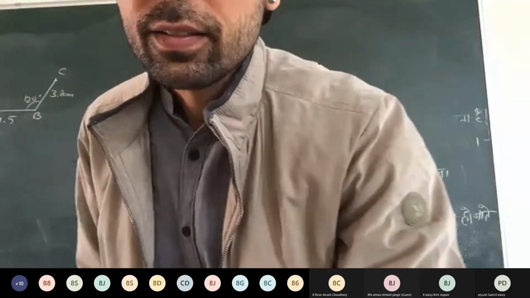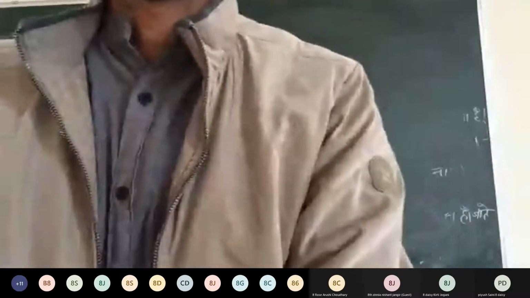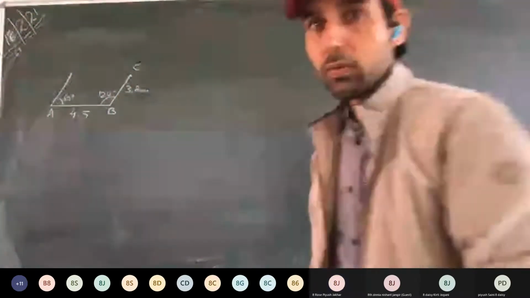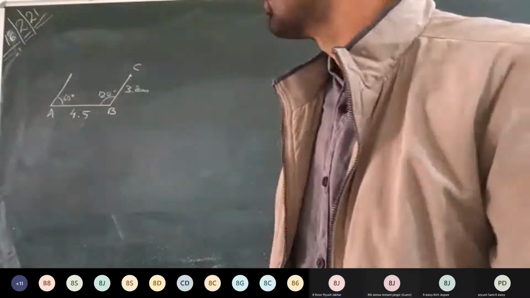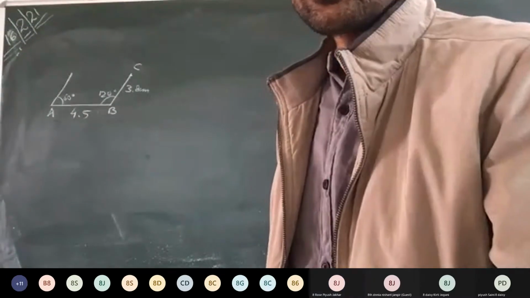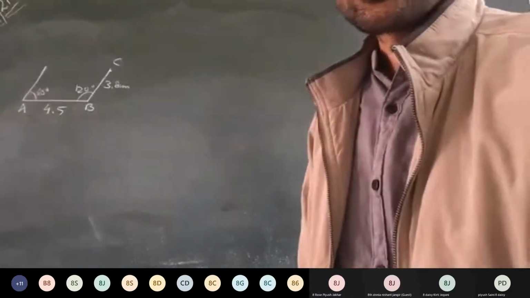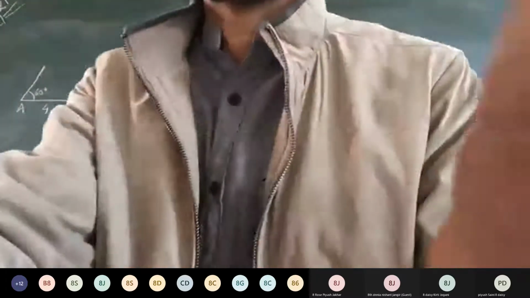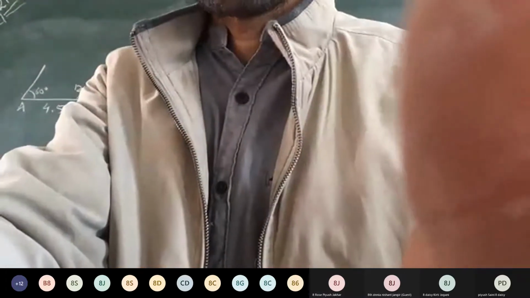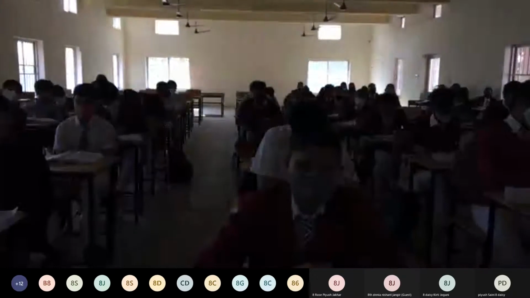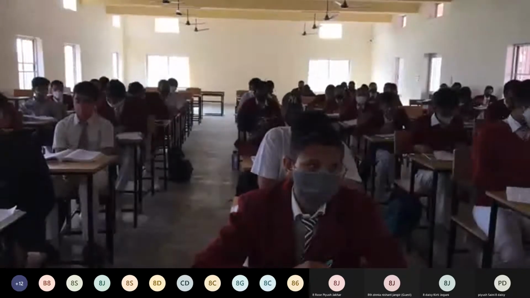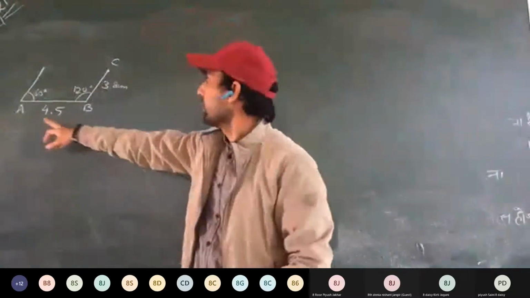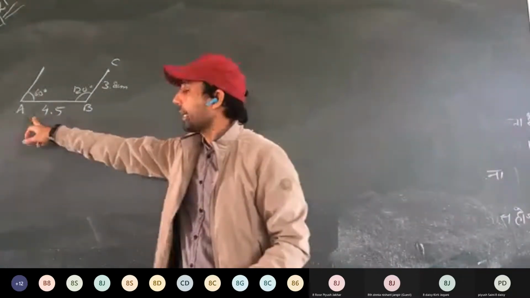Okay, you are not able to see. No, sir, we are not able to see the rough diagram completely. Yes, sir, now we can see. Is it visible now? Okay. Yes, sir. Okay. Good morning, sir.